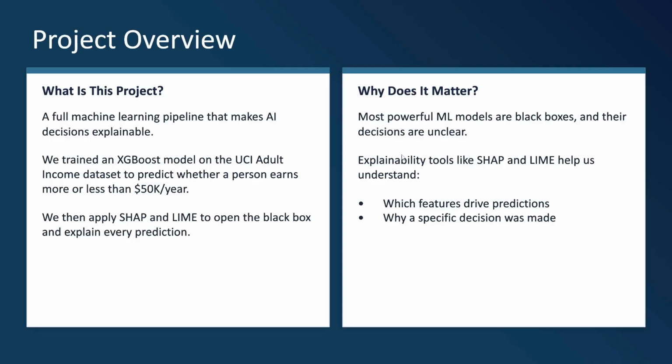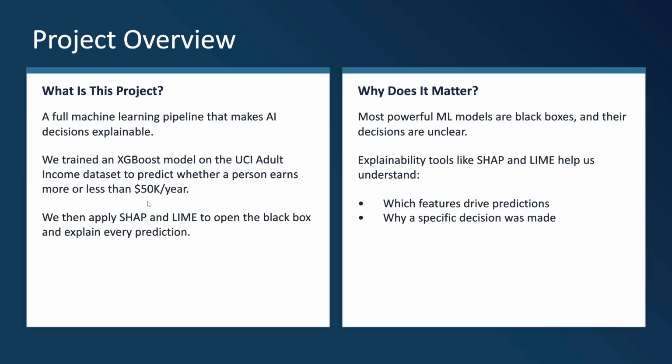So this is our project overview. What is the project about? We built a full machine learning pipeline that makes AI decisions explainable. Training an XGBoost model on the UCI Adult Income dataset to predict whether a person makes over or under 50K a year. From these predictions, we applied SHAP and LIME to open up the black box model and explain every prediction.